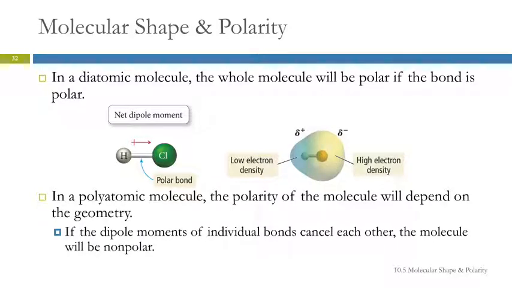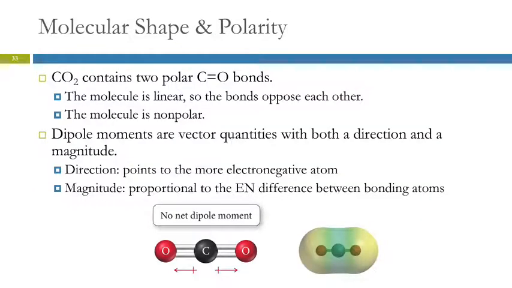In a polyatomic molecule, when you've got more than two atoms, it gets a little more complicated. You still look at the polar bonds, but then the overall polarity is going to depend on the actual shape of the molecule. And that's why we had to talk about VSEPR theory first. If the dipole moments of the individual bonds cancel each other out, then the molecule is nonpolar, even though it has polar bonds. So let's look at carbon dioxide. Carbon dioxide has two polar bonds.